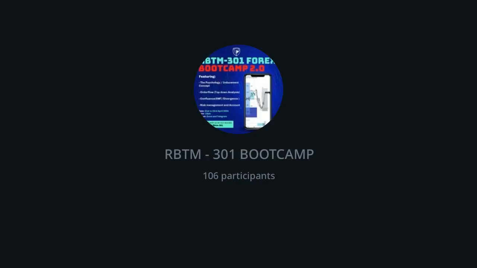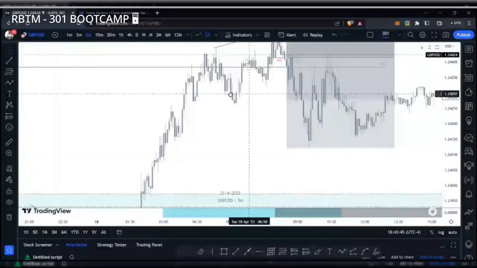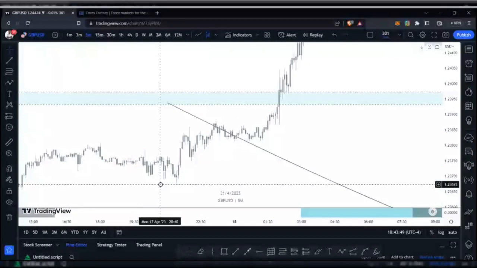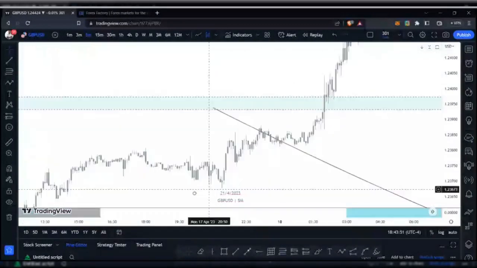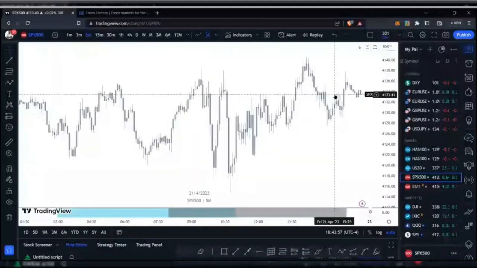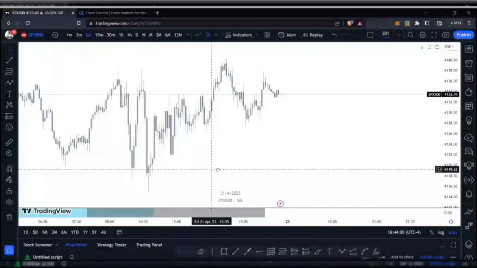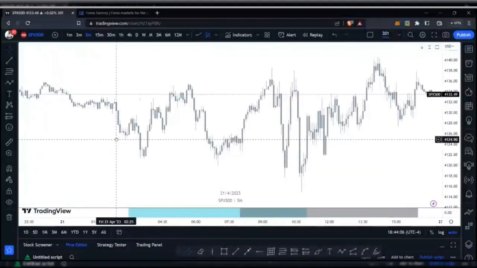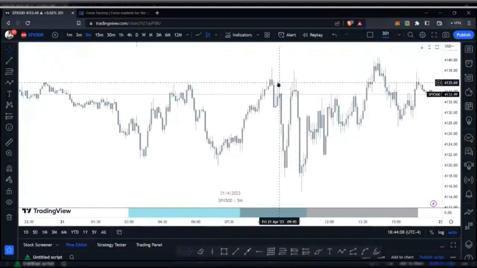But I'll try to look for more examples. Trying to look for a more clear example. Most of the ones I'm seeing... which asset has been bearish for a long time? I think S&P has been bearish. I'm looking for an asset that has been crazy bearish. You can see this one here. This is the inducement here, as it were. You can see the inducement.